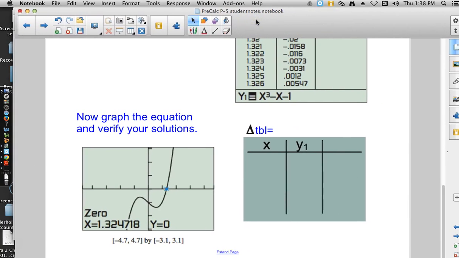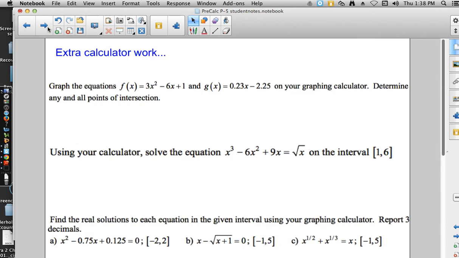That's the problem with using the table feature. It's just another way to go, but it definitely, to me, just seems like a big waste of time. So when you get to your homework and it says solve using tables, ignore that. Don't use the tables. Go ahead and use the zero feature.